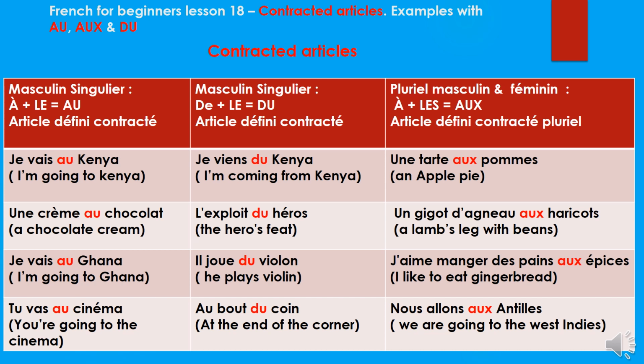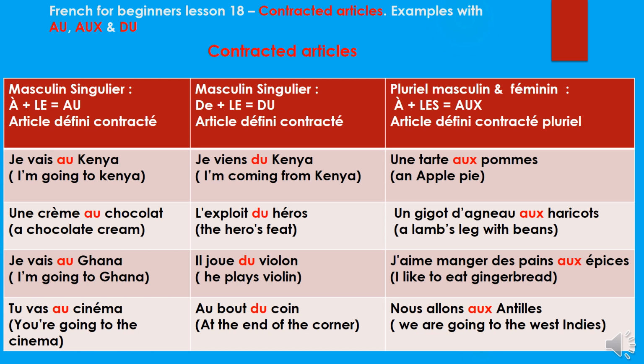Okay, and then let's get to the last sentence in the second row. The last sentence is au bout du coin, at the end of the corner. Au bout du coin. I hope you pronounce everything that I've said from the start. Je vais au Kenya, une crème au chocolat. Je vais au Ghana. Tu vas au cinéma. Then in the second row, je viens du Kenya, l'exploit du héros, il joue du violon, au bout du coin, at the end of the corner.